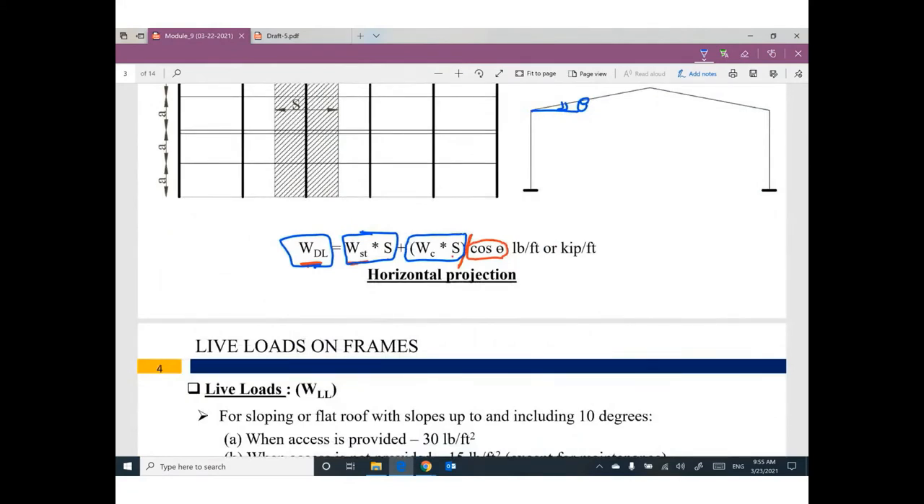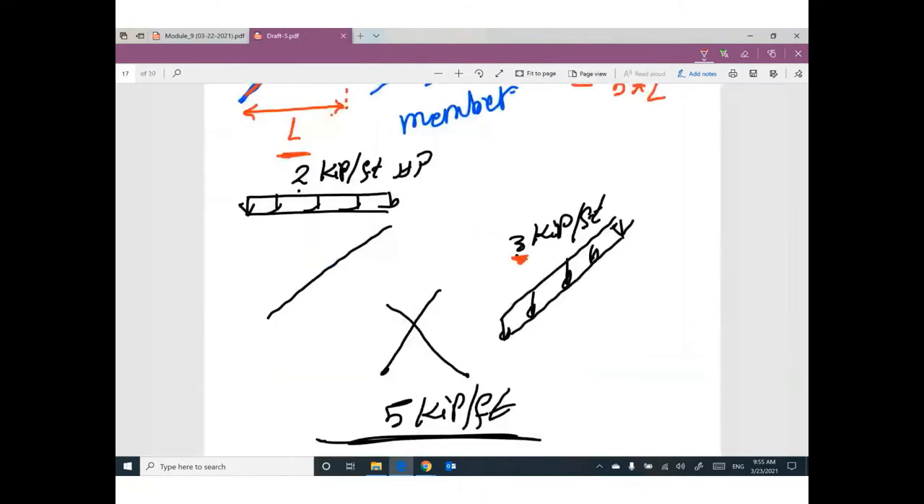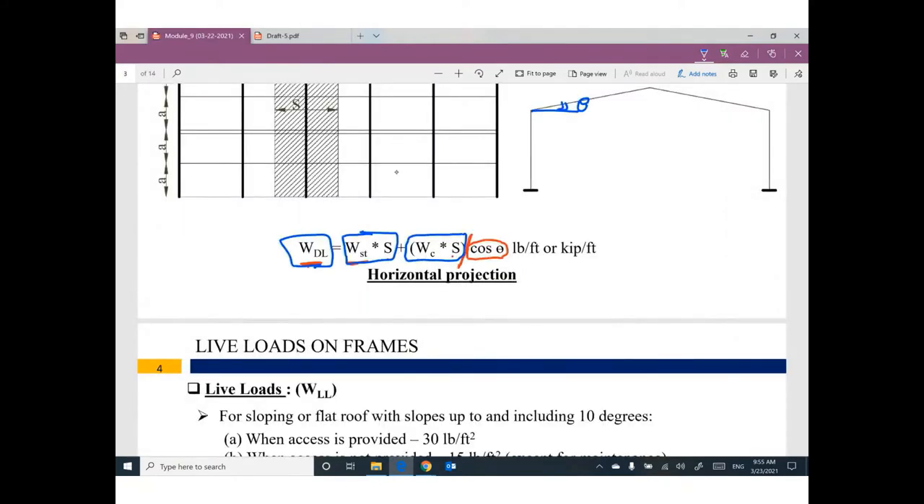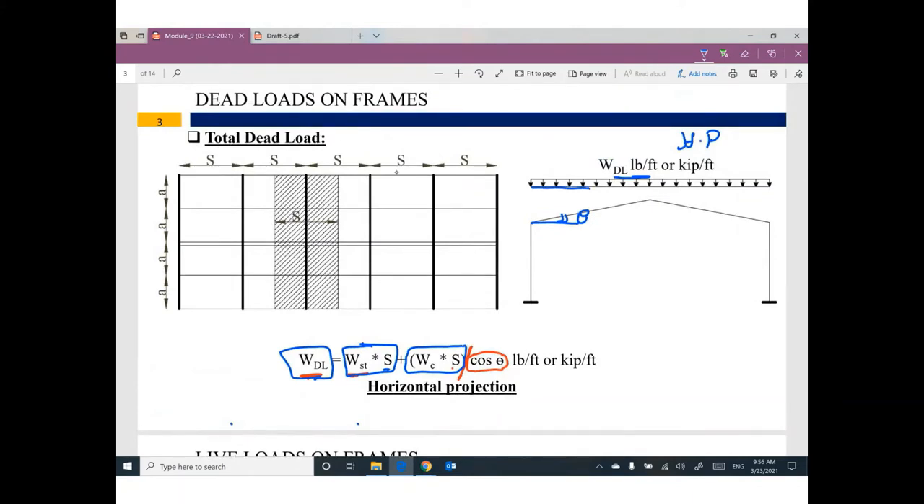Do you remember what we did for the truss? For the truss, we multiplied W steel by S by A, so the final result was a concentrated load at each joint of the truss. For the frame, no. We don't have A. We have only the spacing between this main system and the other main system. Then the final value of the dead load will be a distributed load over the frame, which is horizontal projection. This is the first difference between the frame and the truss.